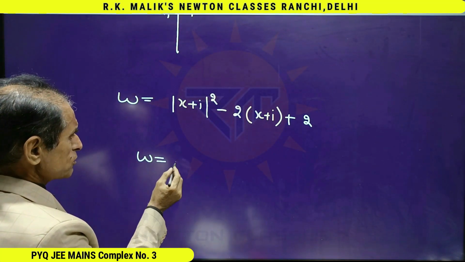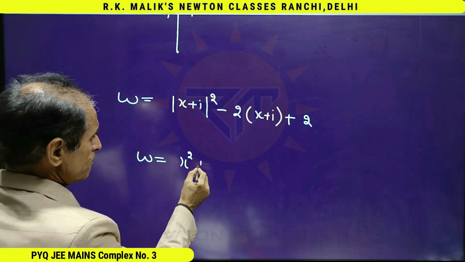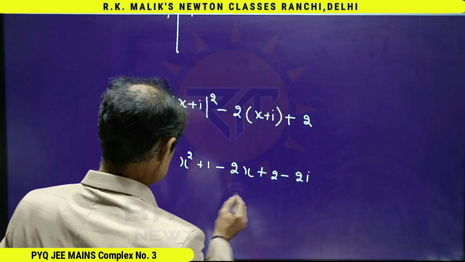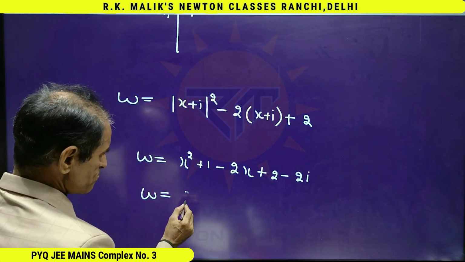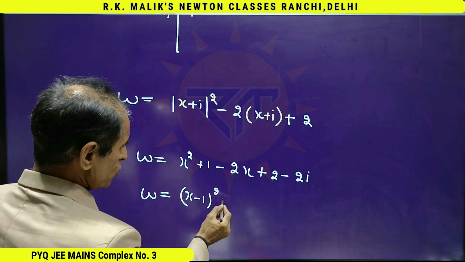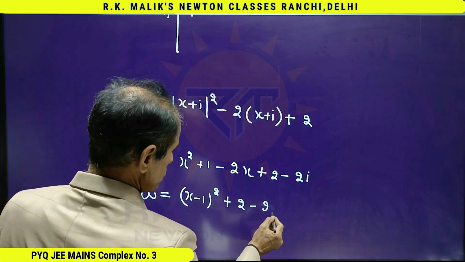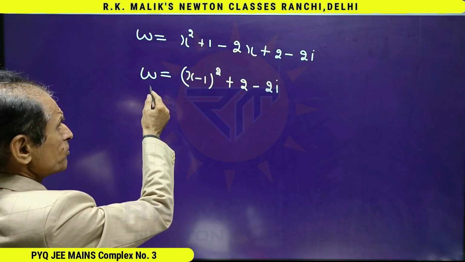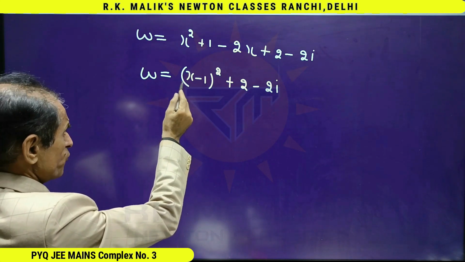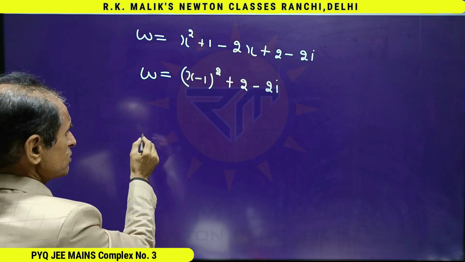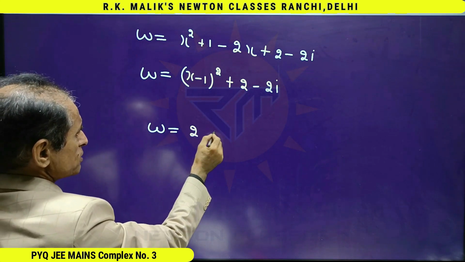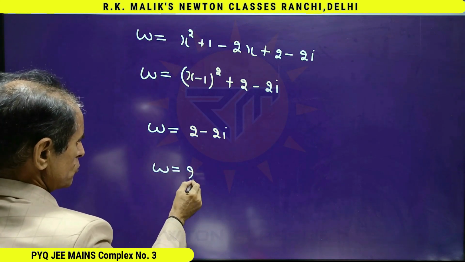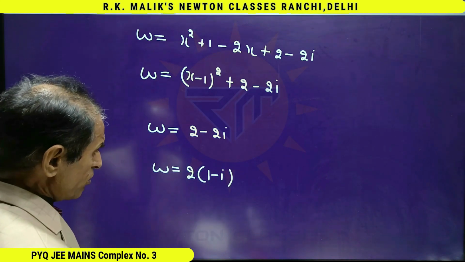That is, I get w is equal to x squared plus 1 minus 2x plus 2 minus 2i. That is, w is equal to (x minus 1) whole squared plus 2 minus 2i. It is clear that the real part of w will become minimum when x is 1. And when x is 1, w becomes 2 minus 2i. Hence the value of w is 2 into (1 minus i).